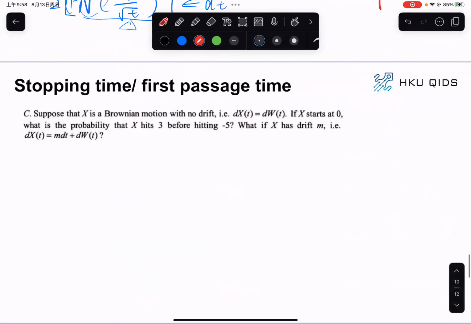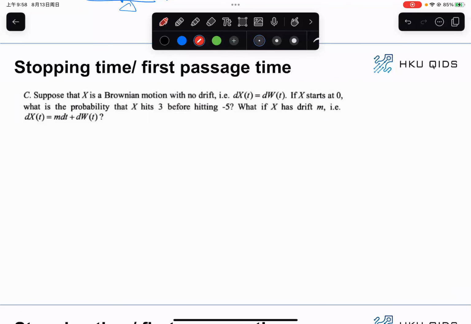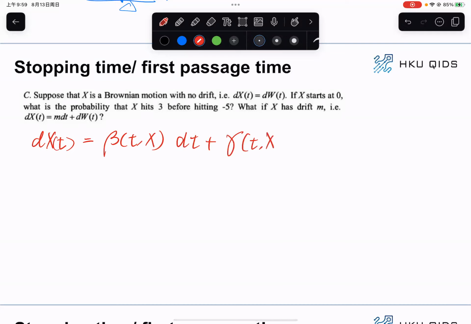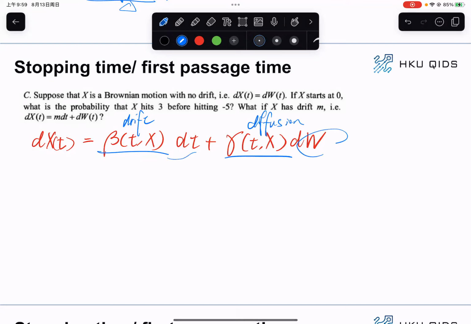So now let's go to the next one. Suppose that x is a Brownian motion with no drift. So what is drift? Actually, Brownian motion can be written as dx_t. We can write dx_t as equal to some beta(t,x) dt plus some gamma(t,x) dW. So this part, we call it drift. It's something like 平移, moving it upward or downward by some value. And this is diffusion because it is related with the Brownian motion itself, but this is just related with the time.